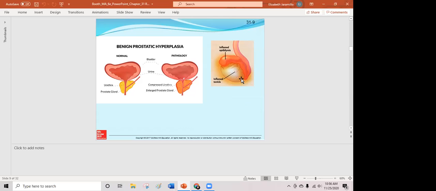Okay, so this would be the inflamed testicle. The inflamed epididymis is right up here on top, with benign prostatic hyperplasia. You're getting compression on the urethra. Okay, this is a normal flow here. If it gets inflamed and starts putting pressure here, it starts to close that up. Does that make sense?